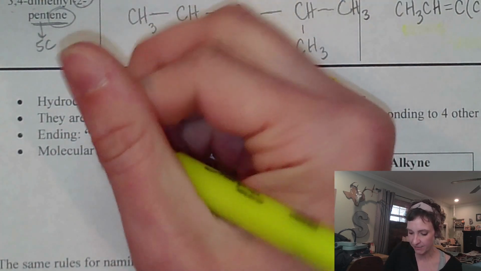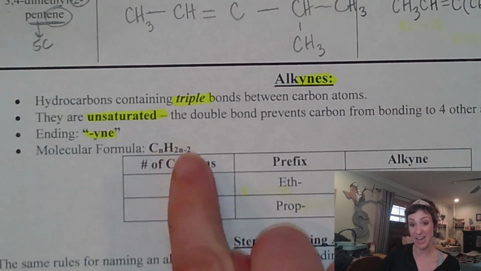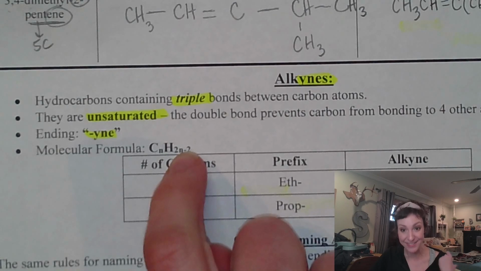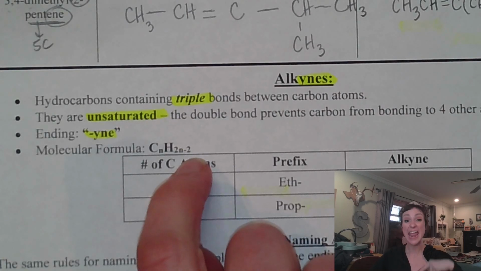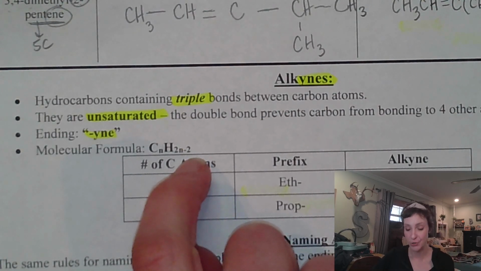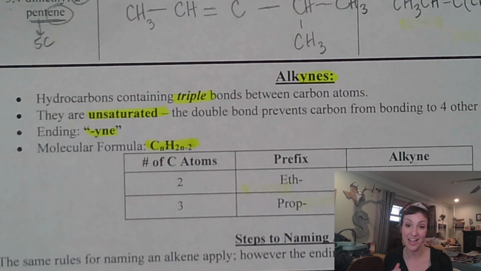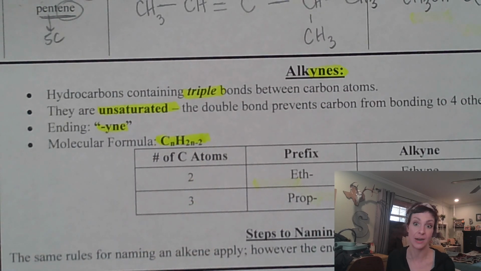The ending of an alkyne is -yne. My molecular formula, meaning if I want to know how many hydrogens I have in an alkyne with a certain number of carbons, it's going to be double the amount of carbons and then subtract 2 from it. Okay, now this is only the formula for if I have a hydrocarbon with only 1 triple bond. If I have multiple triple bonds in there, you do not get to use this, which I will not be mean and make y'all do, whatever.